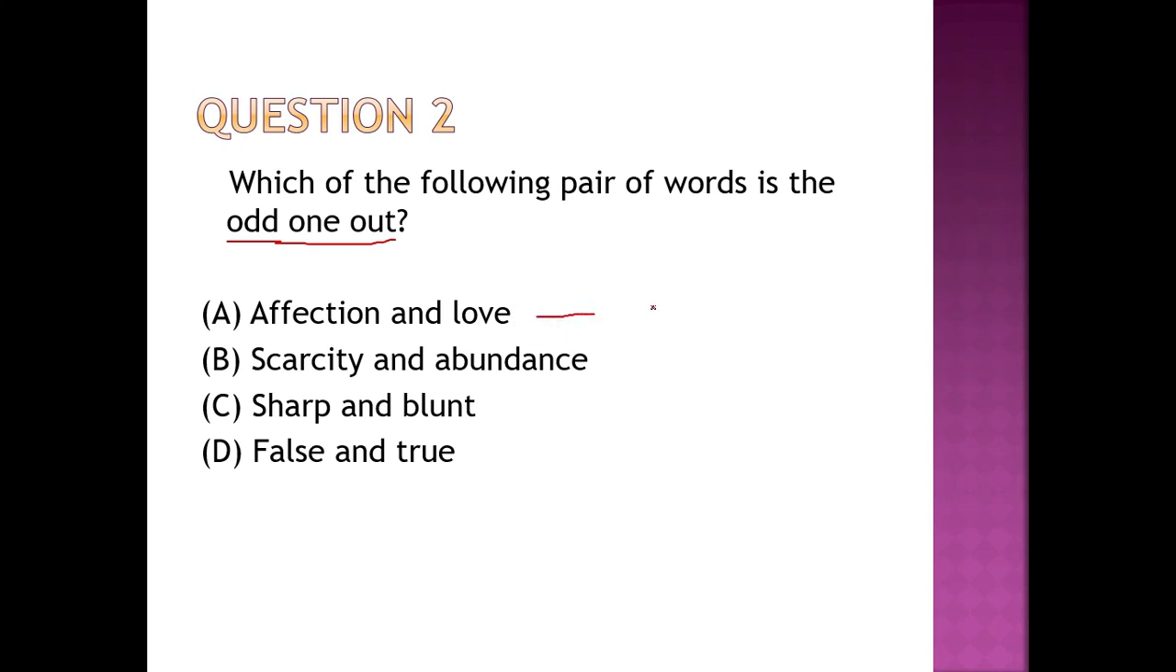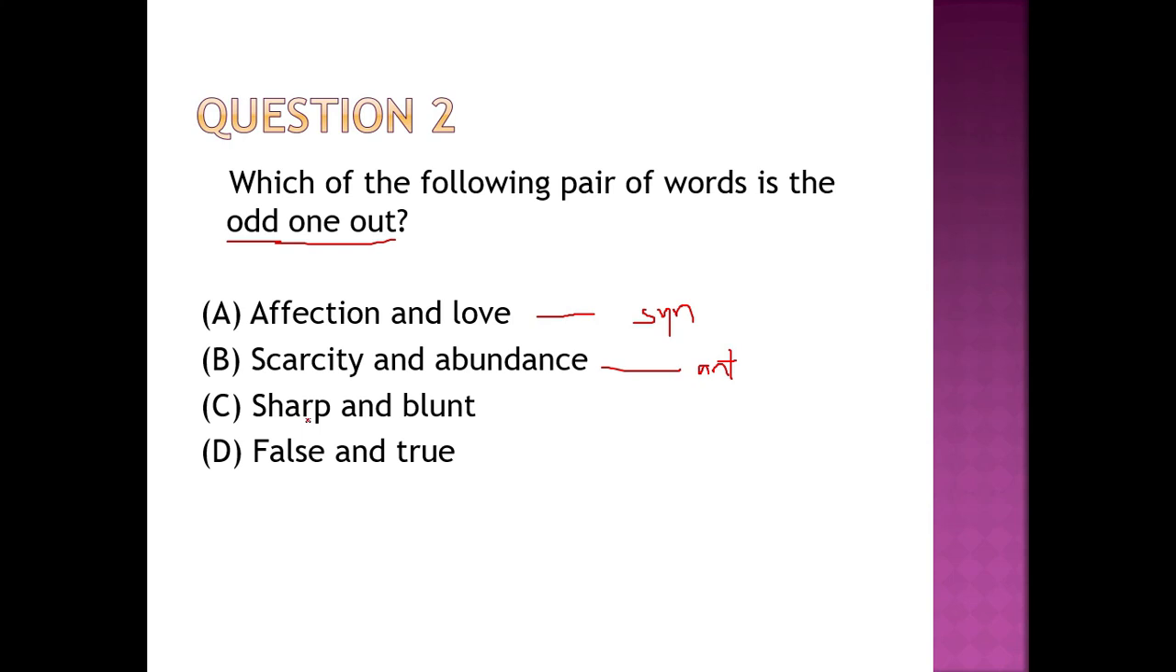This is a pair of synonym, and this is a pair of antonym, right? So the answer to this question has to be either A or B. So in going through, we just need another pair of antonym or another pair of synonym to know what our correct answer is. So let's look at C. C says sharp and blunt. This is a pair of antonym.